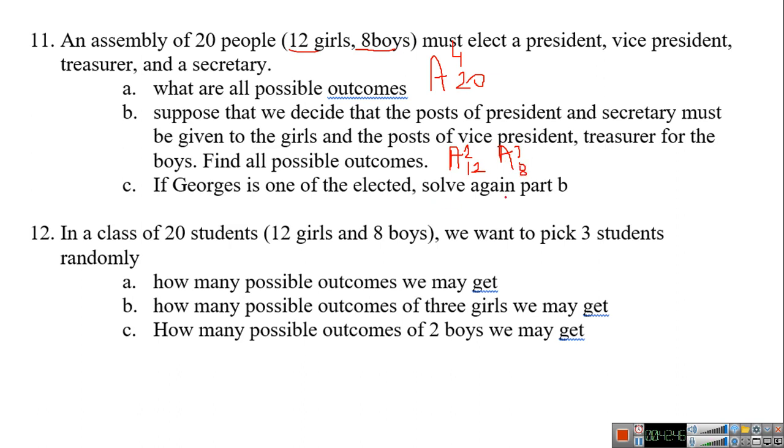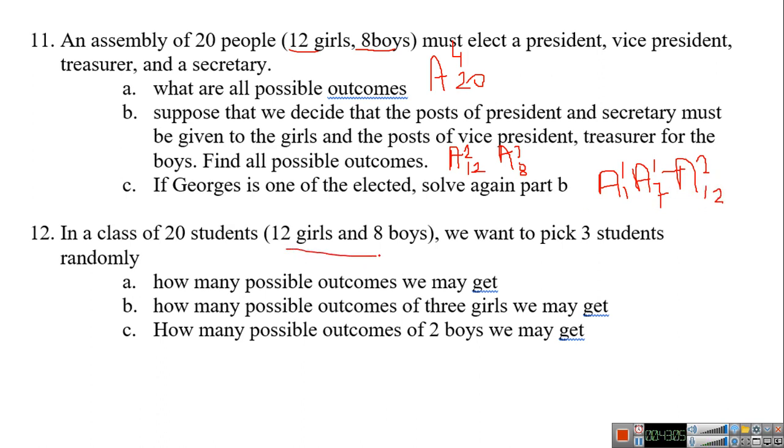Suppose George is one of the elected. George, instead of selecting 2 out of 8, I'm going to select him 100%. Remains one, to select one boy, 1 out of 7. I have the 2 girls, 2 out of 12. I think that these problems are simple.